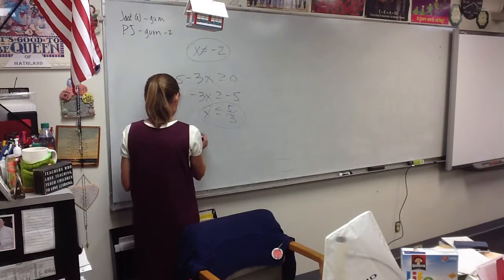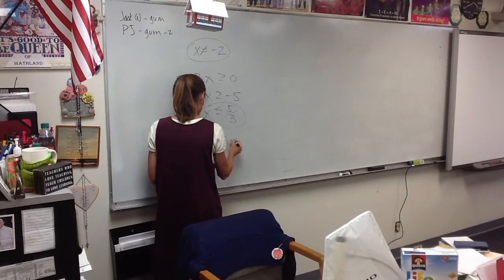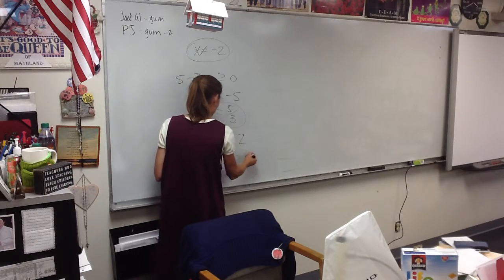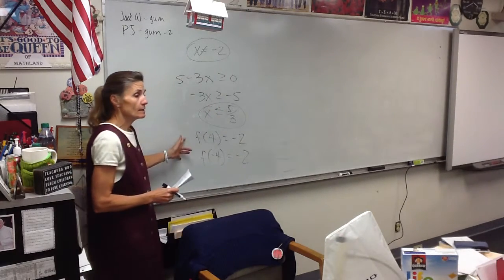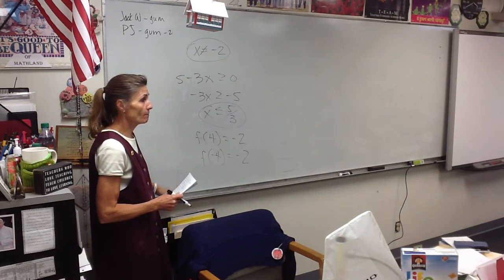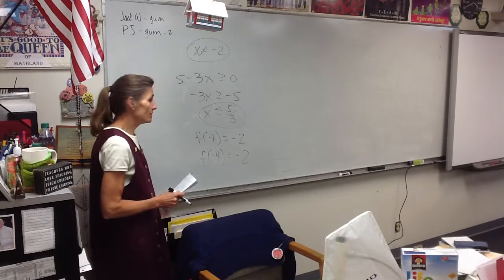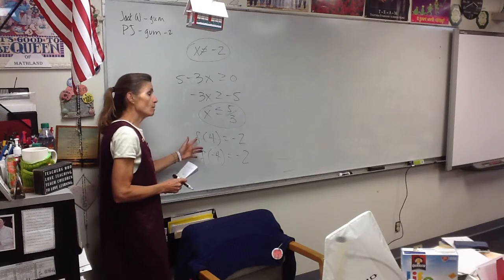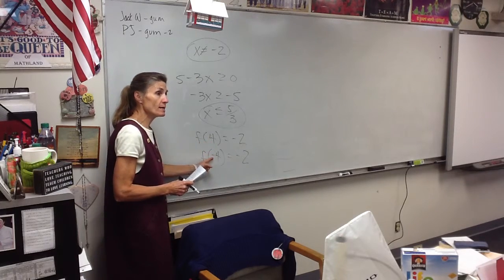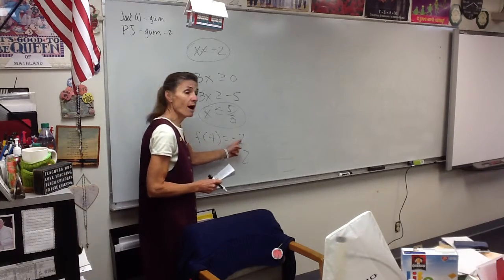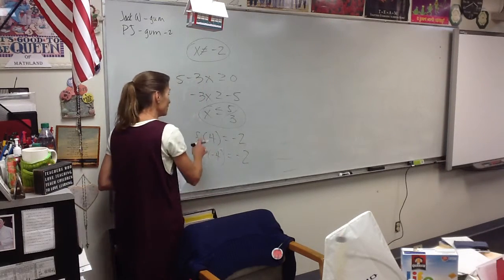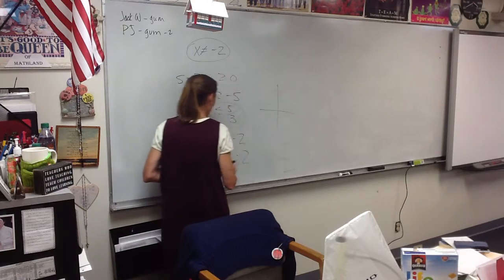I got some function f of 4 is -2, and f of -4 is -2. Does that describe an even, an odd, or a neither relationship? Even. This is even. What does even mean? Change the sign on input does not affect output. That's even. If you're confused by that, plot those 2 points.